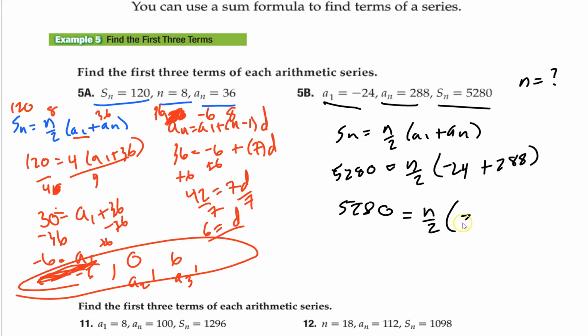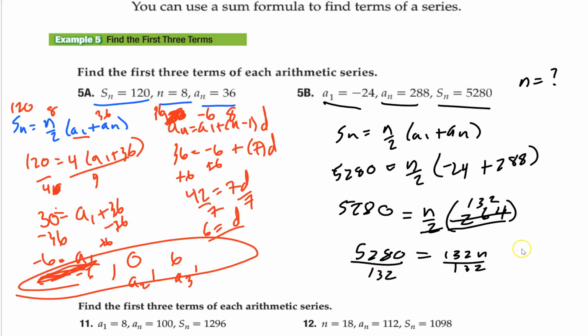Add those two up, I get 264. Now, N over 2 times 264, I can reduce these actually and get 132. So I get 5280 equals 132N.